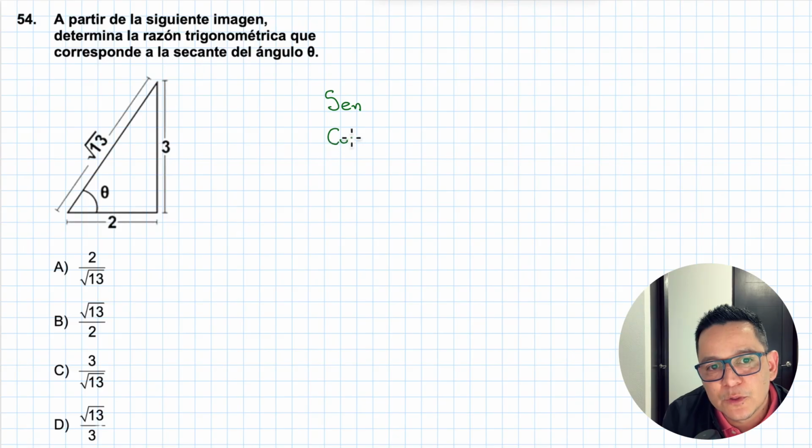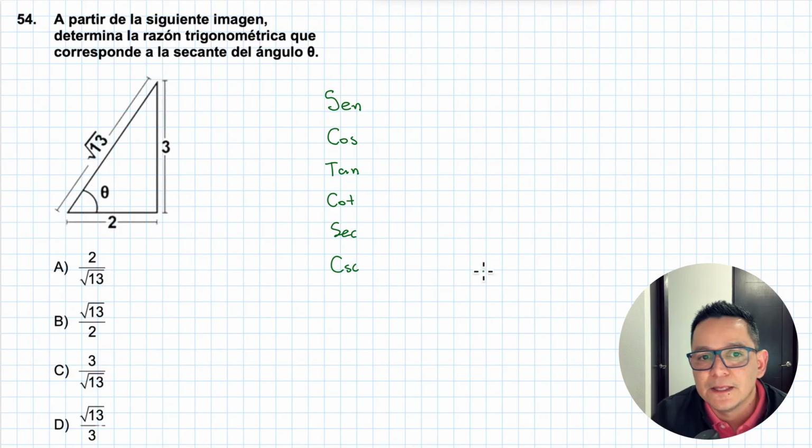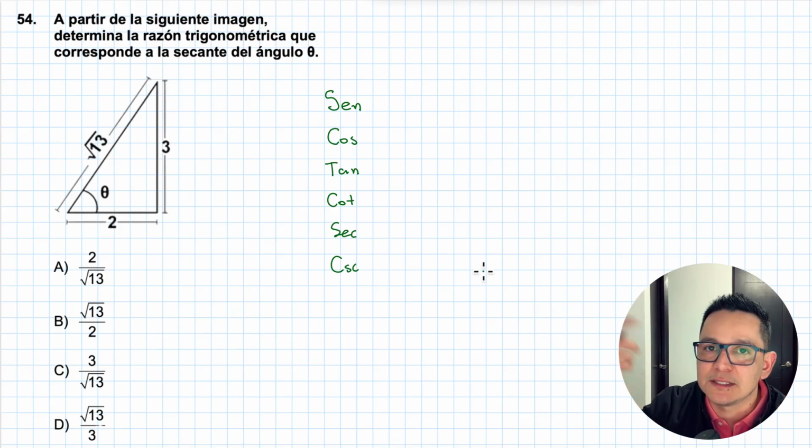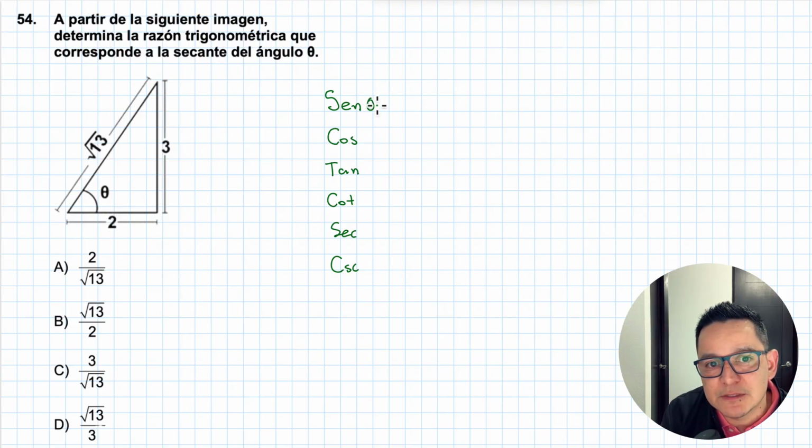Sine, cosine, tangent. Then you're going to put cotangent, then secant, and finally cosecant. It even has a little rhythm. Sine, cosine, tangent, cotangent, secant, cosecant. Again, sine, cosine, tangent, cotangent, secant, cosecant. Once you have them arranged like this, we're going to put any angle here.